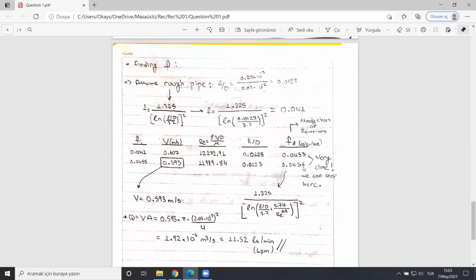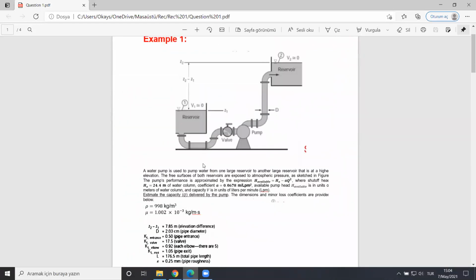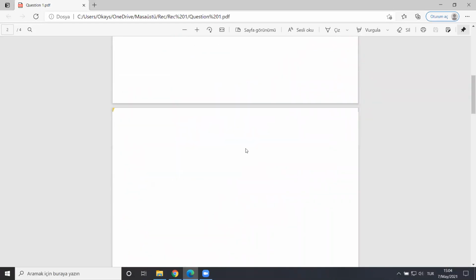It's still a bit different, but it's very close. I mean, it's like the fourth digit after the decimal. It's not that important. So it's very close. We can stop here. We can accept this velocity as our operating velocity, which is 0.593 meters per second. The question was asking us the discharge delivered.